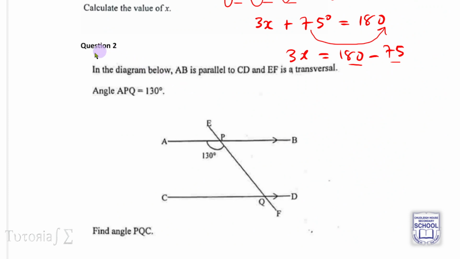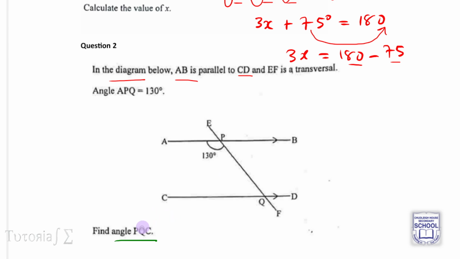Okay, so the next question says, in the diagram below, AB is parallel to CD. So AB is this line here, which is parallel to CD, which is this line here. And EF is a transversal. So transversal means that it just cuts straight like that. You've been given the angle APQ. So the angle APQ here, PQ is 180 degrees. Okay. Which is this one here, and you're asked to find the angle PQC.